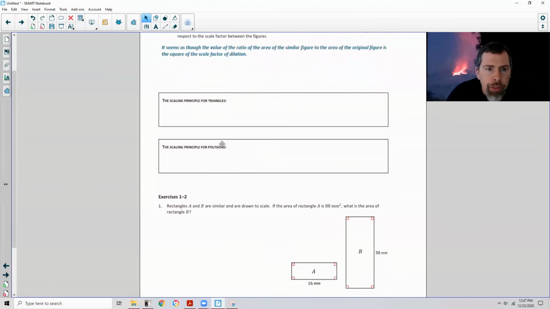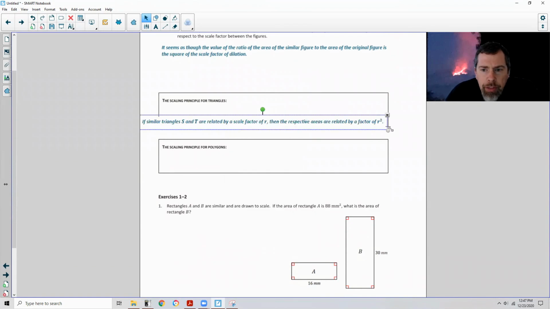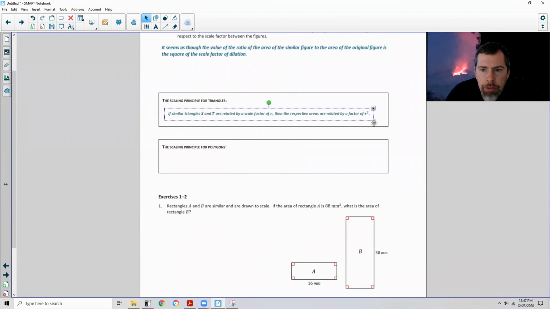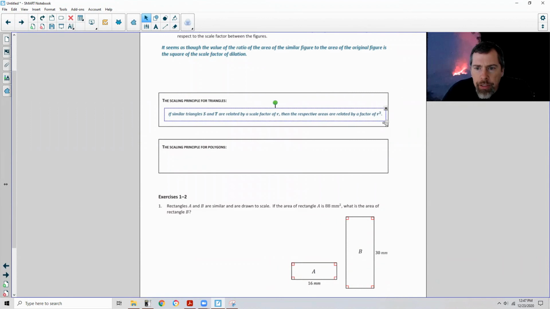Okay, so it says here the scaling principle for triangles. What is the scaling principle? Okay, here it is. Let's make that a little larger. Struggling here today. There we go. If similar triangles S and T are related by a scale factor of R, then the respective areas are related by a factor of R squared.